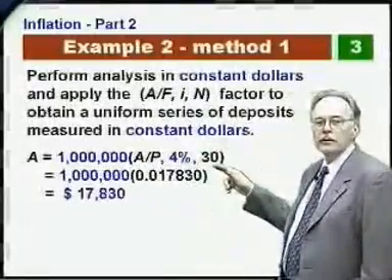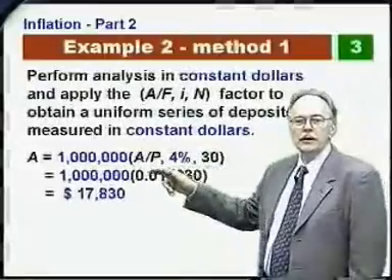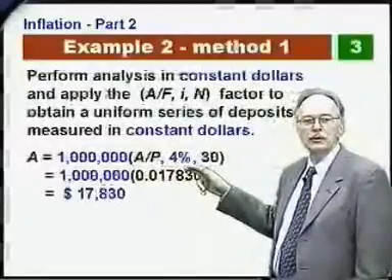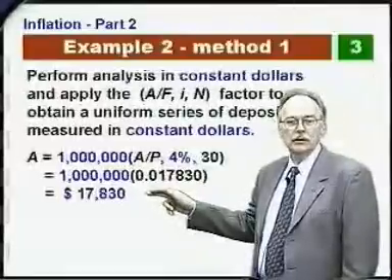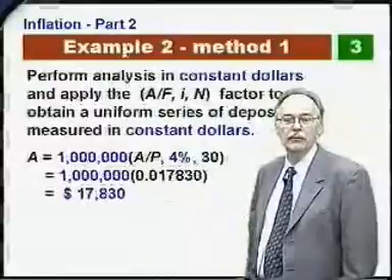So then we can apply the real interest rate, 4% factor. Take the $1 million, apply the A/F factor, 4% for 30 years, and then that gives us $17,830. That's the constant dollar deposit we have to make each year.